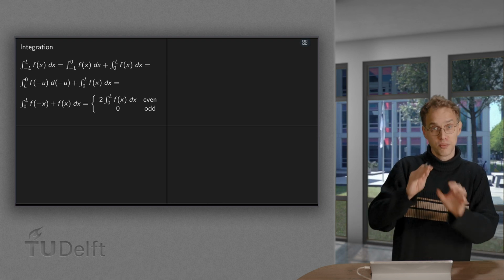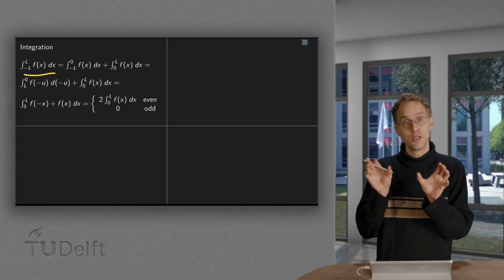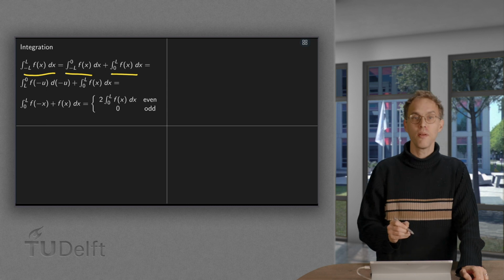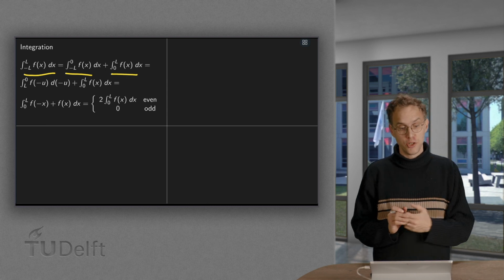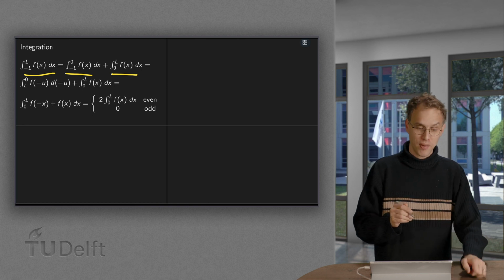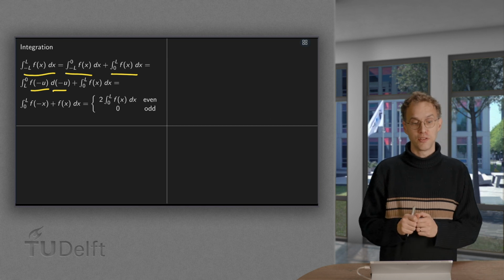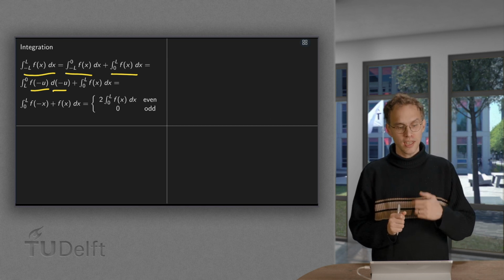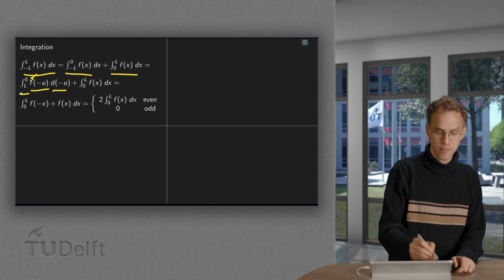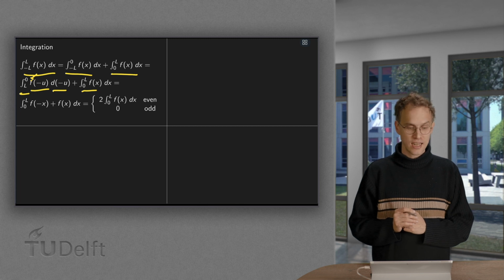So if we integrate some general function from minus L to L, then we can split up the integral in two parts, minus L to 0 and 0 to L. Then we can use the substitution rule for the first integral, setting x equals minus u. We get f of minus u, d minus u. x equals minus L becomes u equals L, and 0 remains 0. And we just leave the second integral as it is.